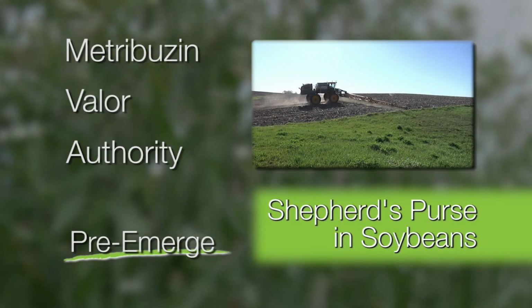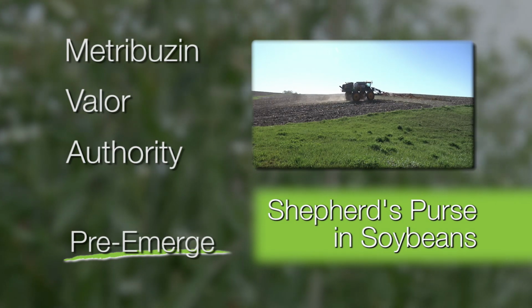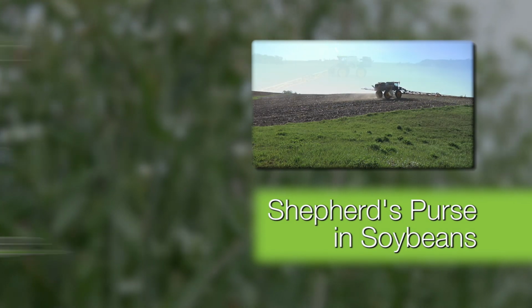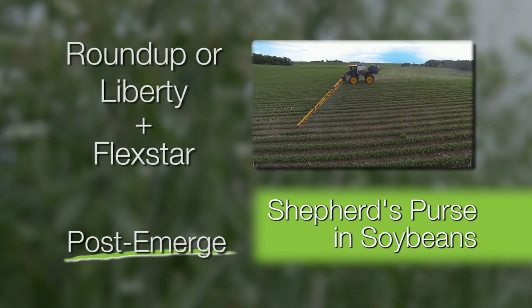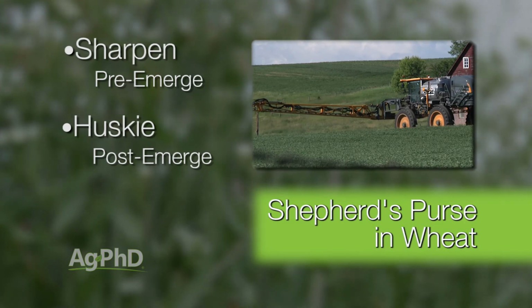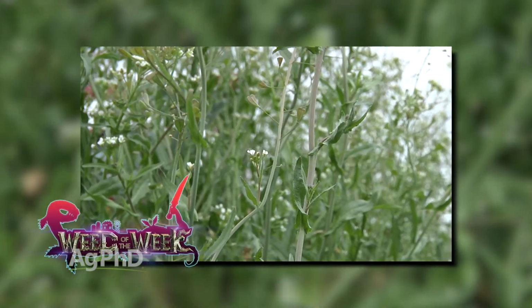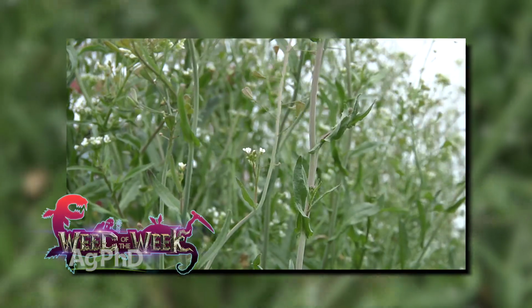In our 3 pre-program in soybeans, that works quite well. We've got a lot of things that burn it down: Authority, Valor, Metribuzin, those kinds of products work well. Then post-emerge with your Roundup or with your Liberty, you can spike in something like FlexStar to get some more kick. In wheat, we'd suggest Sharpen down and Huskie post-emerge. That's all the time we have for this week's weed, but Iron Talk is coming up next.